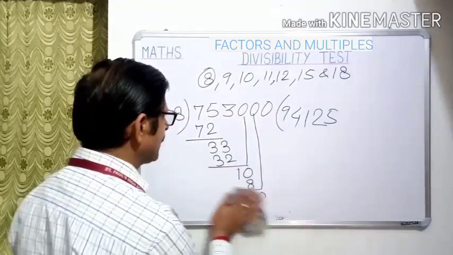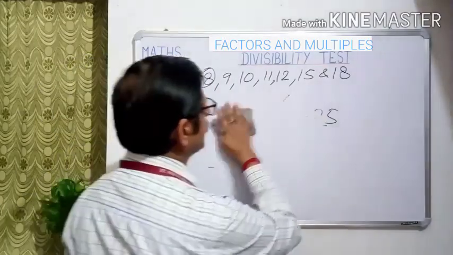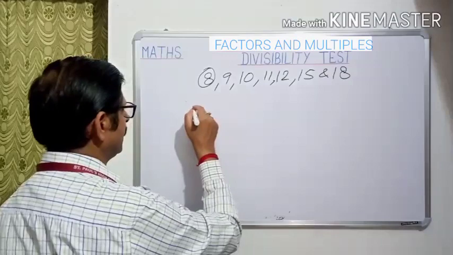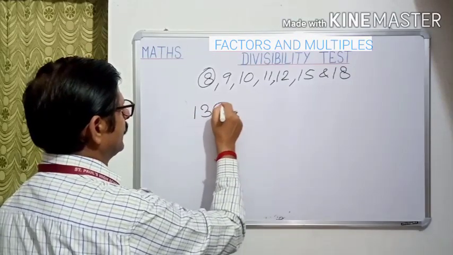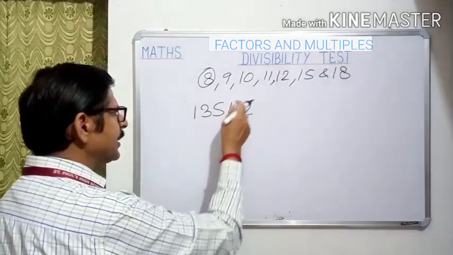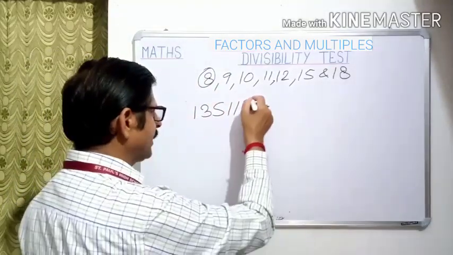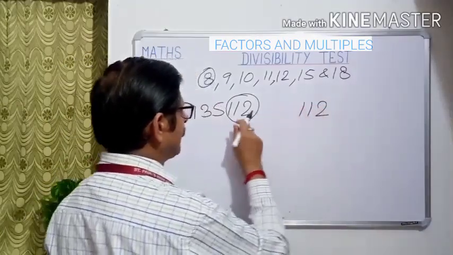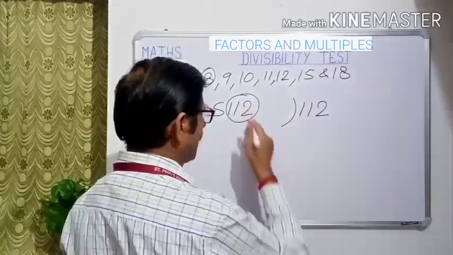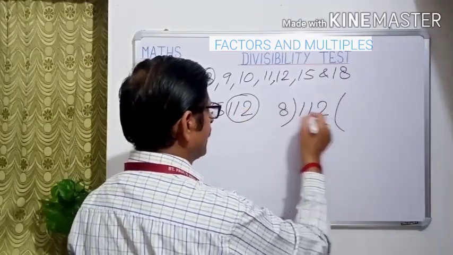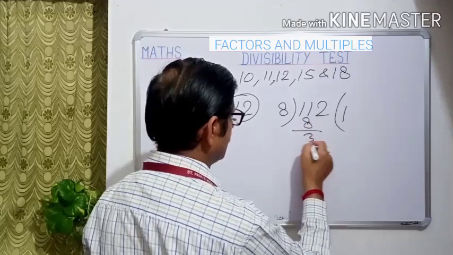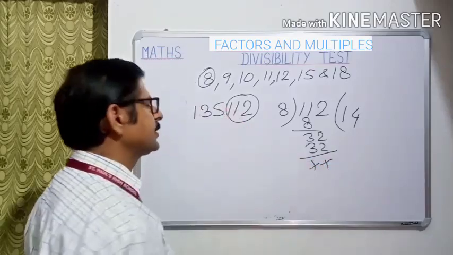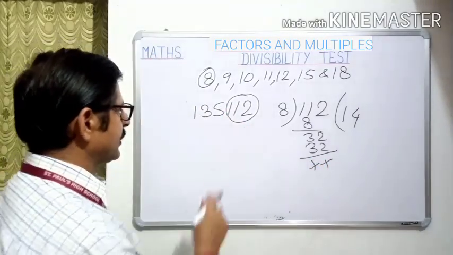But every time it cannot be the case that you have zeros at all the 3 places. Then let us take another example: 135112. You need not divide the whole number. Simply consider these 3 digits, 112, the number formed by these 3 digits as they are, and divide it by 8. 8 1s are 8, 32, 8 4s are 32. And say this number is divisible by 8. You can check it.